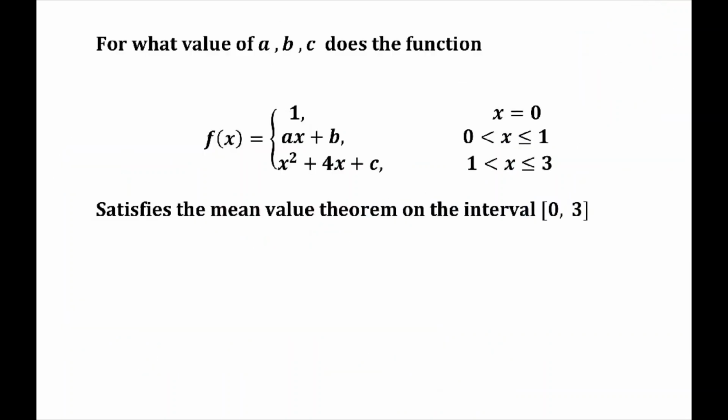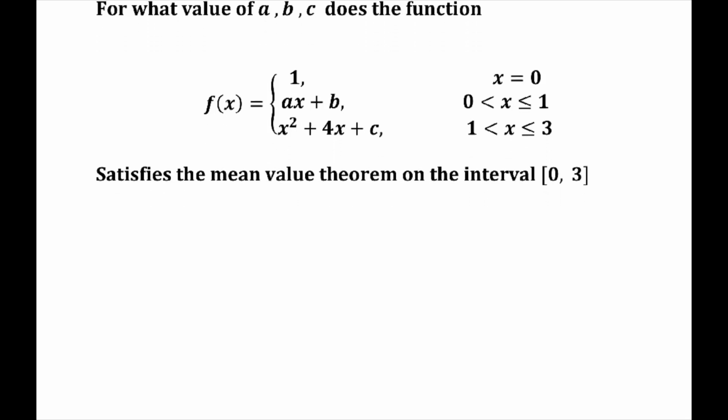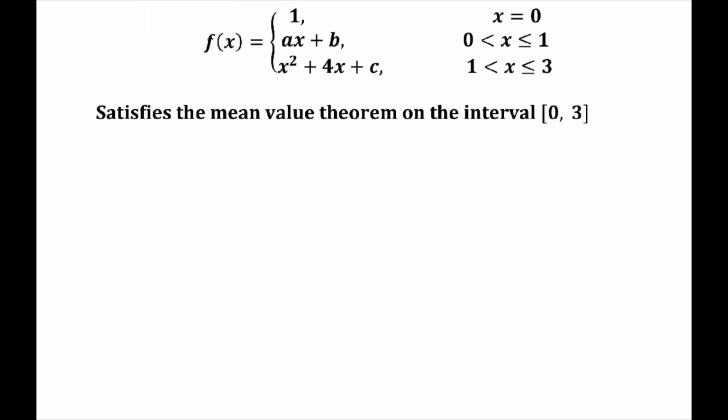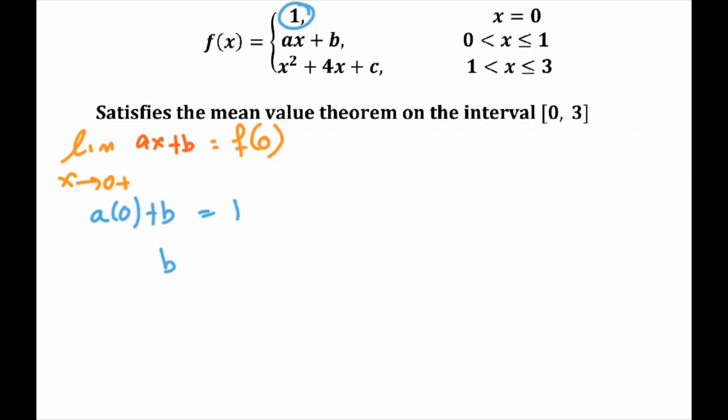Last question. What about the same idea? We'll follow the same steps to find a, b, and c. So we're going to do the limit as x approaches 0 from the right side. We're using ax plus b equal to f(0). Now a times 0 plus b equals f(0), which is 1, so b equals 1.